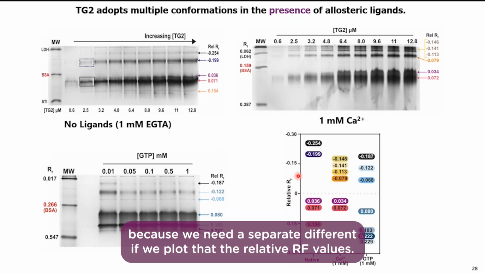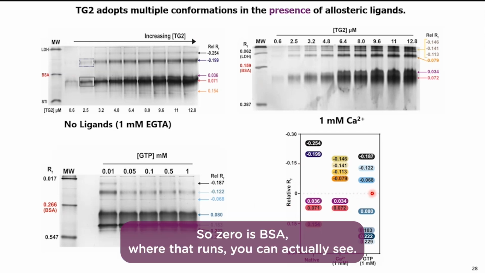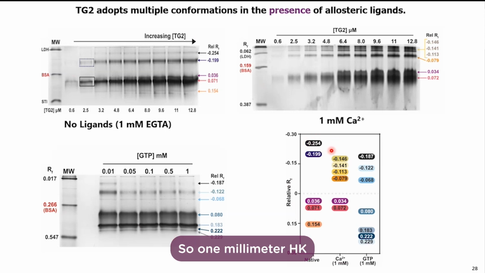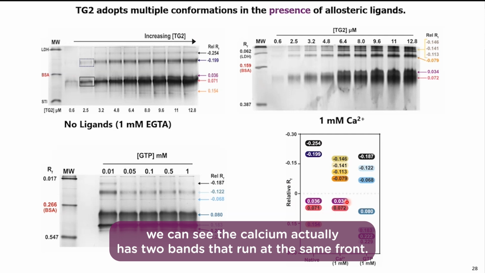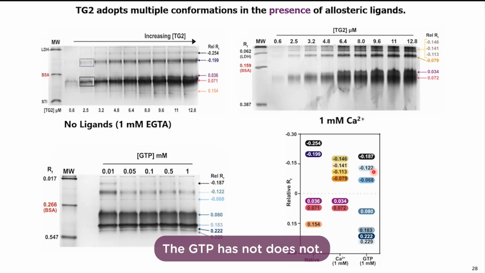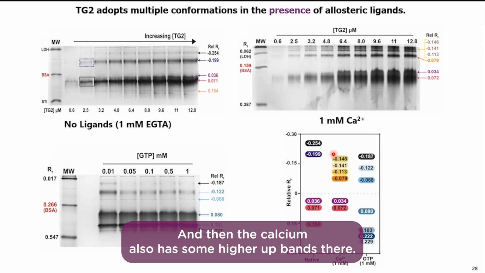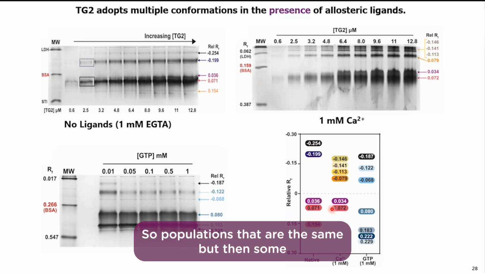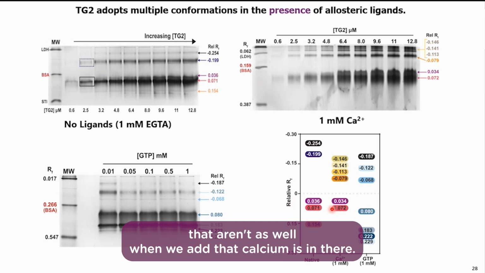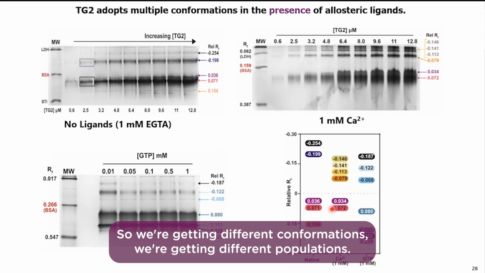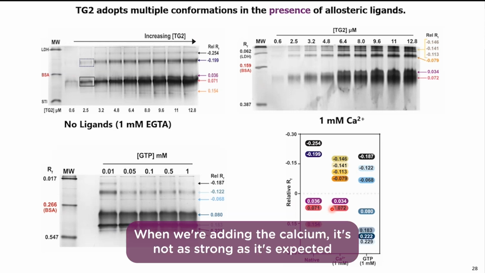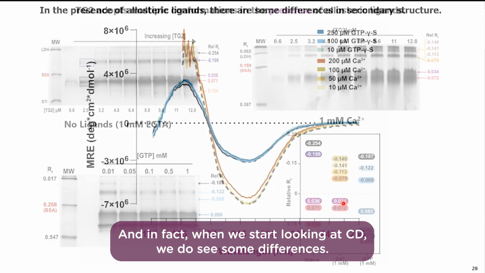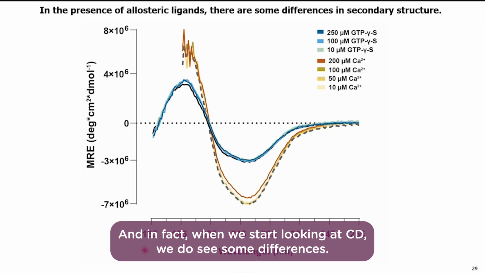If we plot the relative RF values, where 0 is BSA, you can see this is the native, nothing's in there, so 1 millimolar EGTA. We can see the calcium actually has 2 bands that run at the same front. The GTP does not, and then the calcium also has some higher up bands. So we have populations that are the same with the calcium, but then some that aren't as well. So we're getting different conformations, different populations. When we add the calcium, it's not as strong as expected to be completely open, like they say it should be. And in fact, when we start looking at CD, we do see some differences.